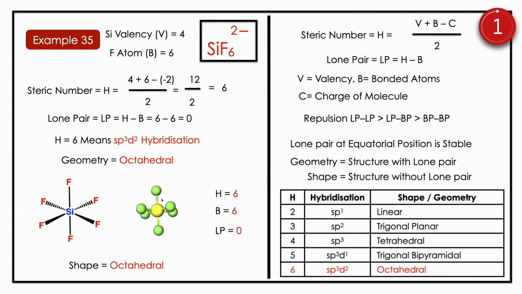Then example 35, silicon hexafluoride dianion. Silicon is the carbon analog, silicon valency is 4, fluorine atoms are 6, you have 2 minus charge. If you substitute in the steric number, which gives (4 plus 6 minus (minus 2)) divided by 2, gives 12 by 2, 6. Lone pair will be H minus B, which is 6 minus 6 equals 0. So H6 means sp3d2 hybridization, which gives geometry of octahedral. Since there is no lone pair, geometry and shape will be same. So SiF6 2 minus is octahedral.